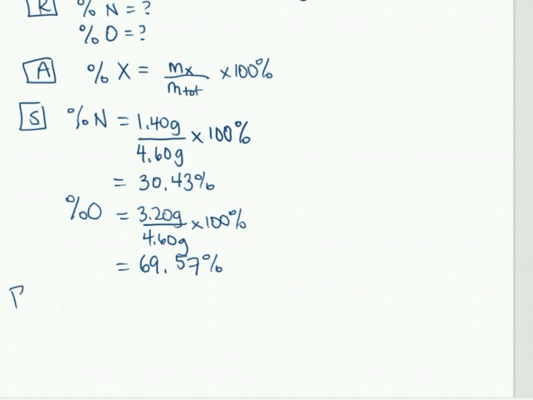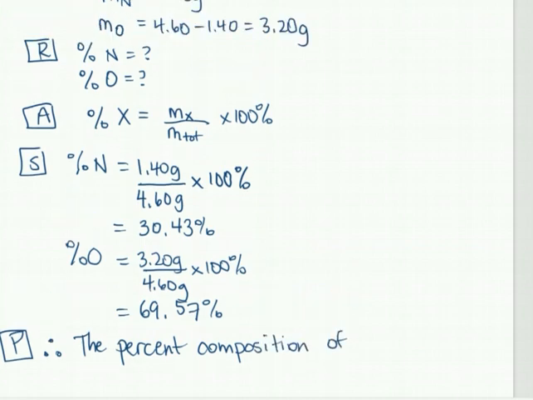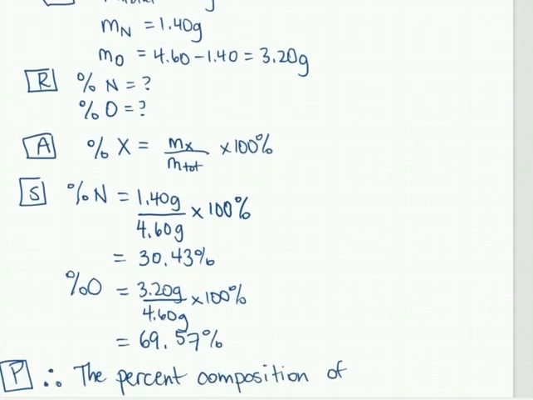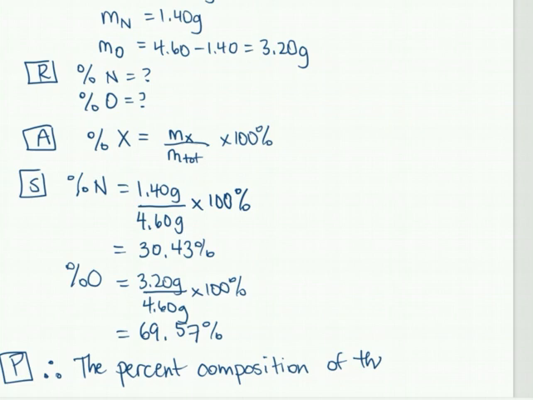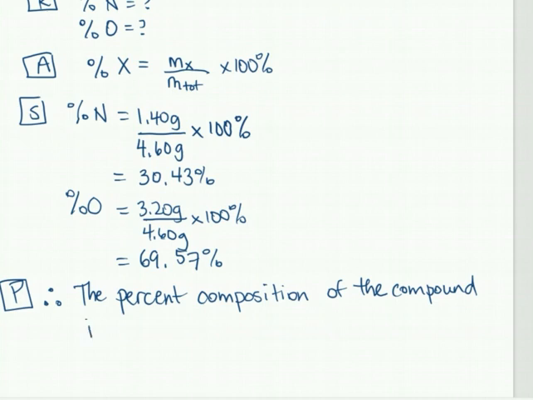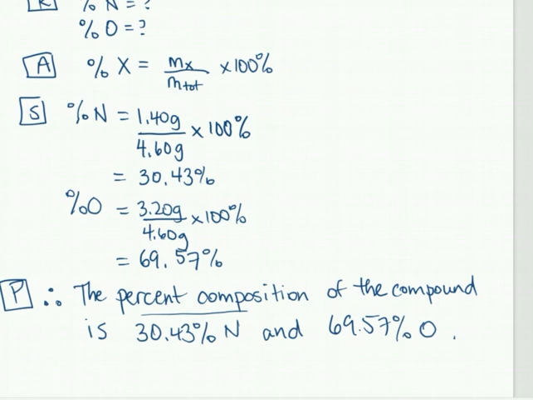All right, so let's make a therefore statement here. So therefore, again, the key word is the percentage composition. Okay, and I'm okay if you write percent composition of, we didn't know what this compound was, so percent composition of the compound, okay, is 30.43% nitrogen and 69.57% oxygen. All right, so again, to get full marks, make sure your keyword is there.